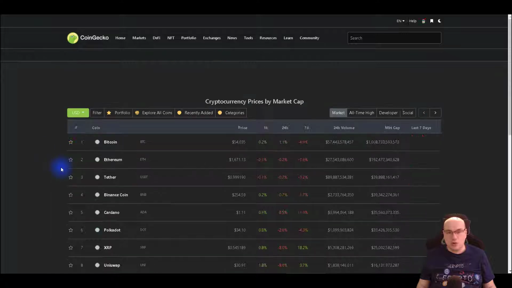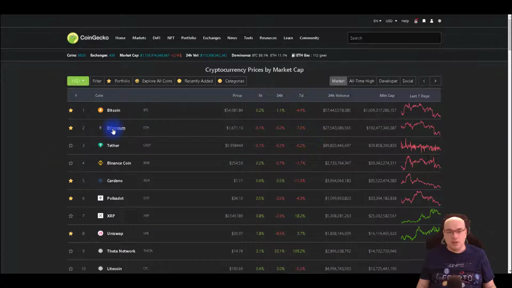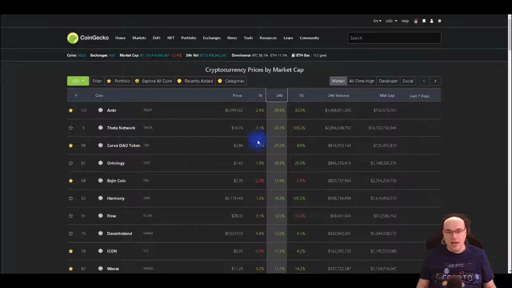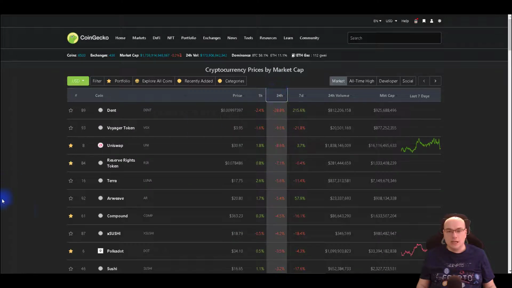But first, let's take a short look at the market today. Not much movement in Bitcoin, 1.1% to the upside at the current recording, but we are seeing a lot of red in the markets. 0.2% to the downside in Ethereum, and Binance 0.7%. Not much movement in the past 24 hours. Let's see the gainers of the day. Anchor 39.6% to the upside, Theta Network 33.1%, Curve DAO token 25%, Ontology 20%. So nice gainers in the market in the last 24 hours.